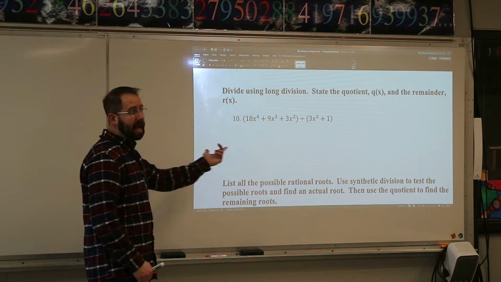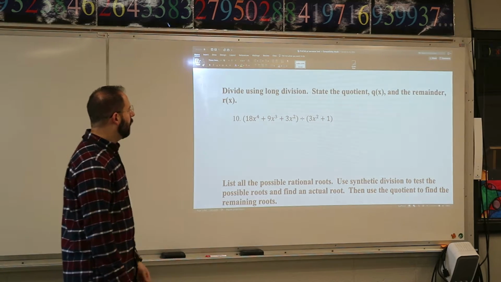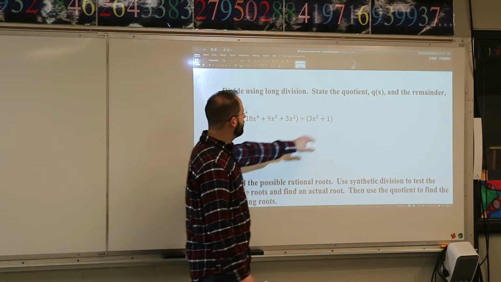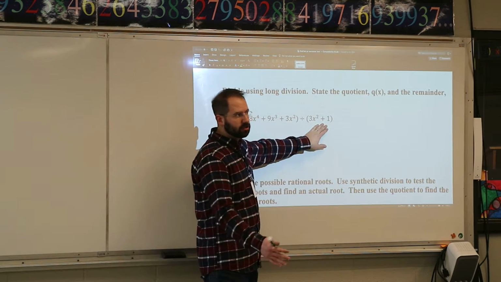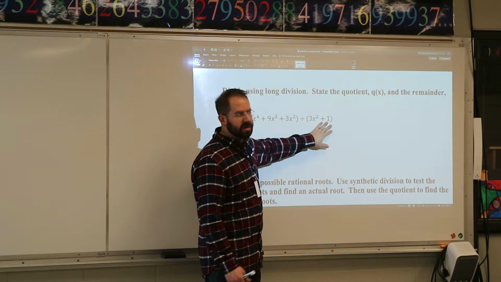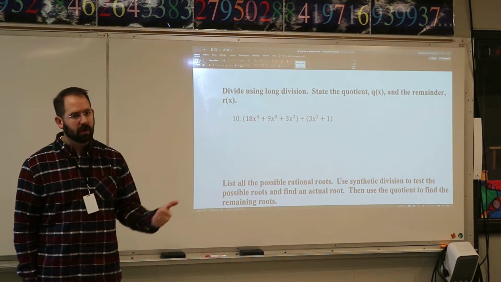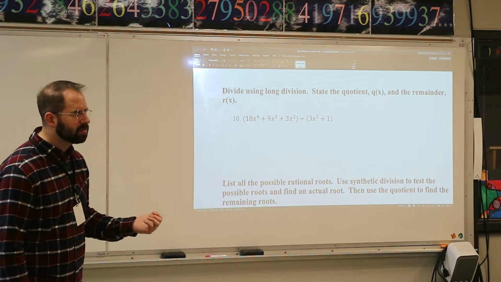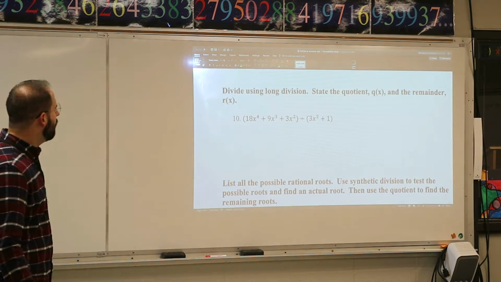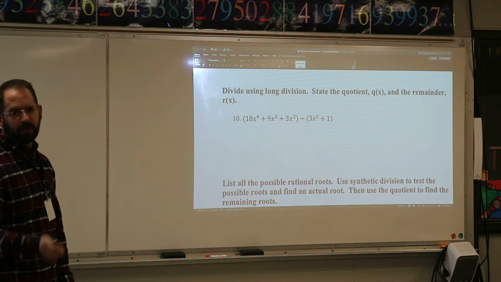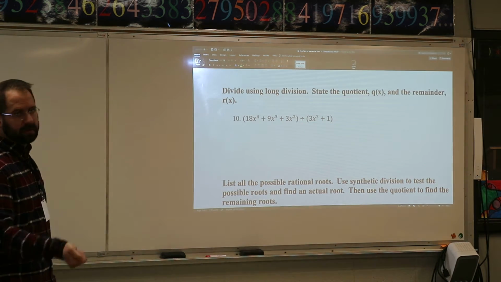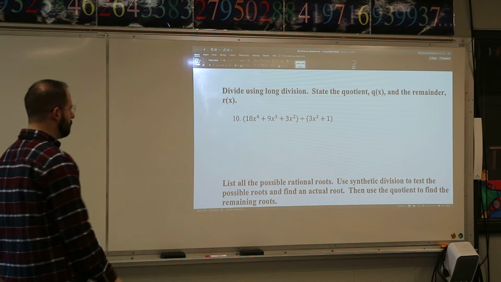On this problem, I cannot do synthetic. The reason why I can't do synthetic is that this is a huge binomial. Like it's actually a trinomial. So you can't do synthetic on it. So you have to do long division. The thing I have to warn you of, if you do this one, I think we did this one in class one day. This is one of my examples I did. You have to fill in all the zero terms as well.